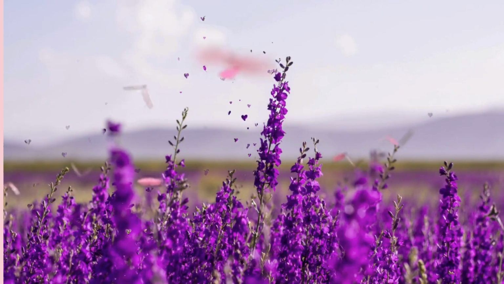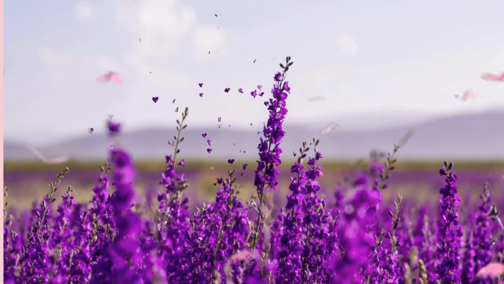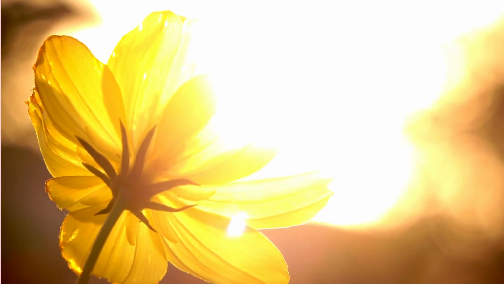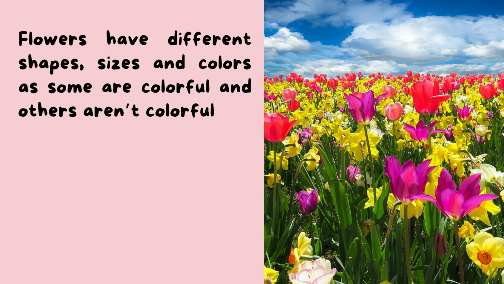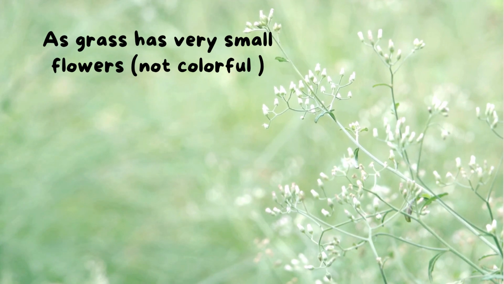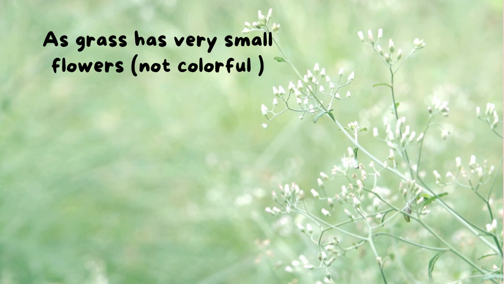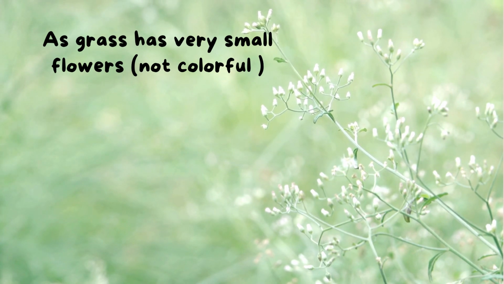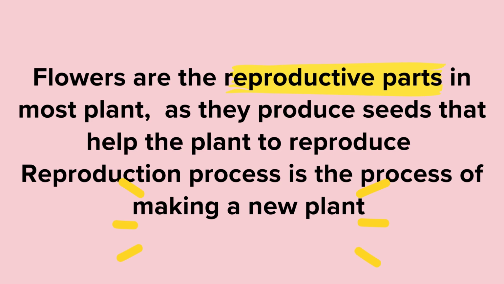Most flowers are colorful, and we have some flowers which aren't colorful, as the grass has very, very small flowers that are not colorful, as they haven't bright colors. Flowers are the reproductive parts, the parts that are responsible for reproduction. So we can say reproductive parts in most plants, as they produce seeds.